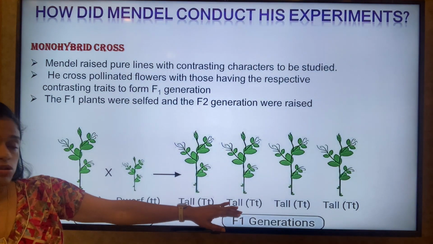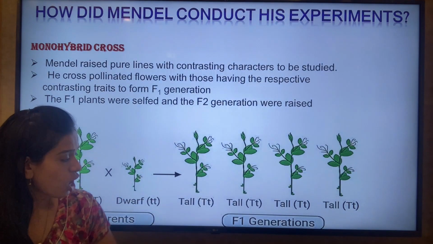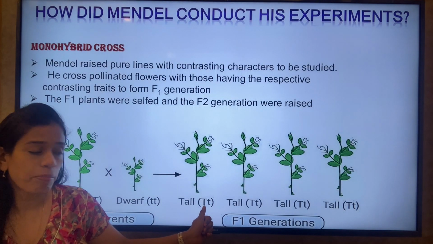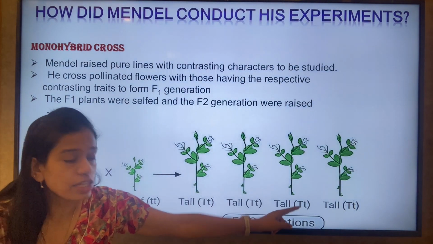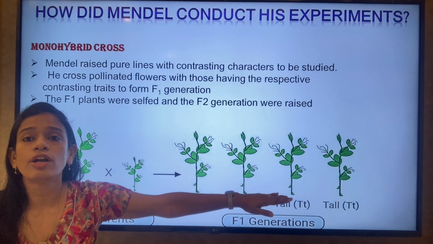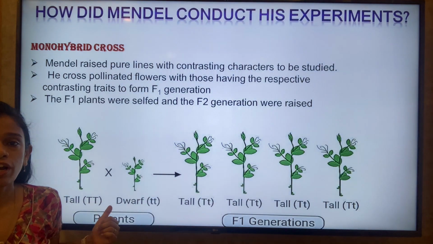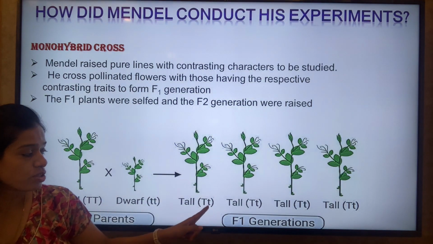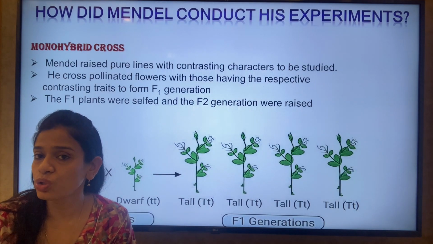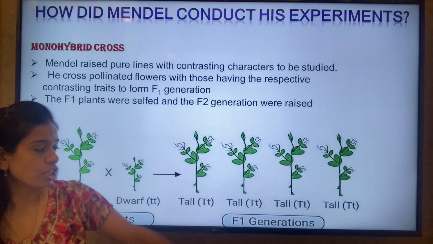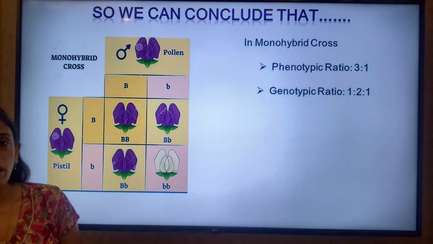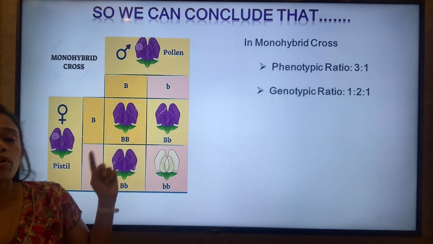They were in heterozygous condition, but because of this dominant allele capital T, which is there in each one of them, all the plants were tall. None of them were dwarf. Though the small t was present, because it was recessive in nature, it could not express itself. The dominant expressed itself.